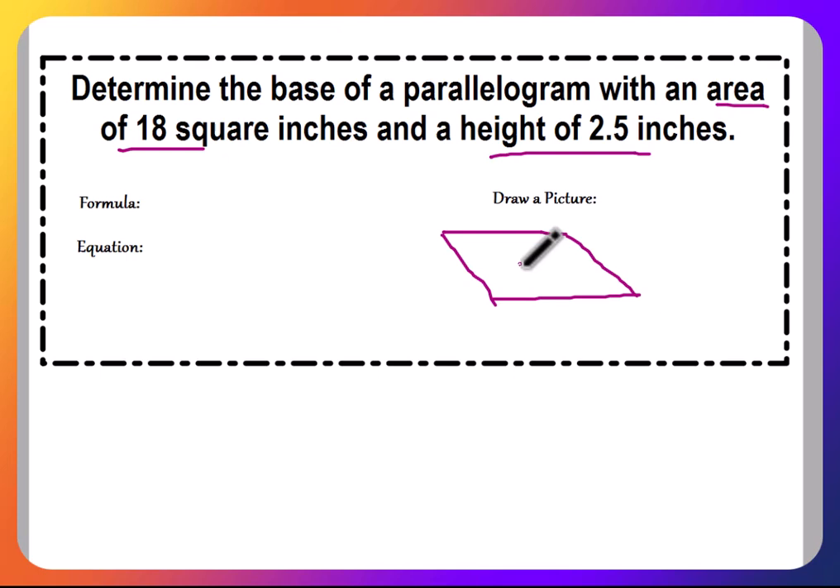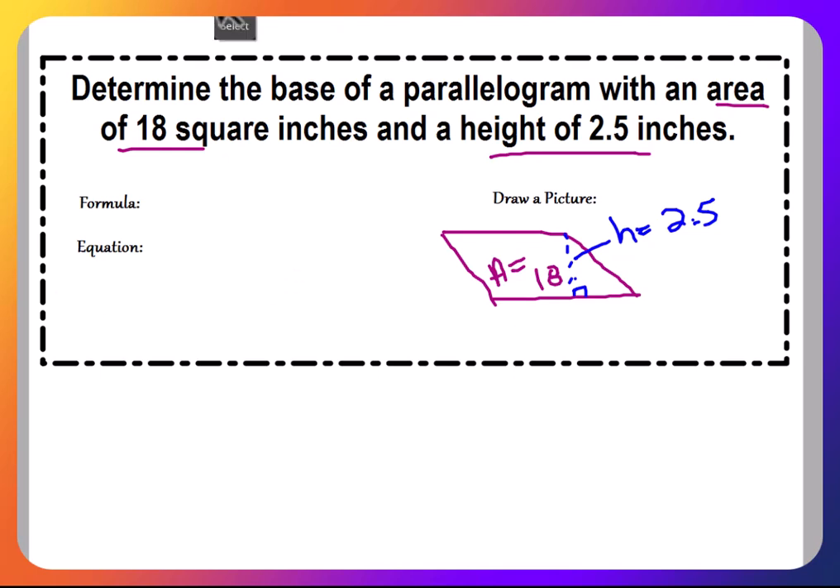So we know the area is 18. Since the area is the inside, I'm going to write area equals 18, and the height. Well, the height is that straight line that's perpendicular to the base, which is neither of the sides. So we're going to have to draw it. I'm going to draw it on the inside over here. From the top of my parallelogram, I'm going to go straight down to the base. And then I'll make my little right triangle square. This is going to be my height. So this is the height, which is 2.5.